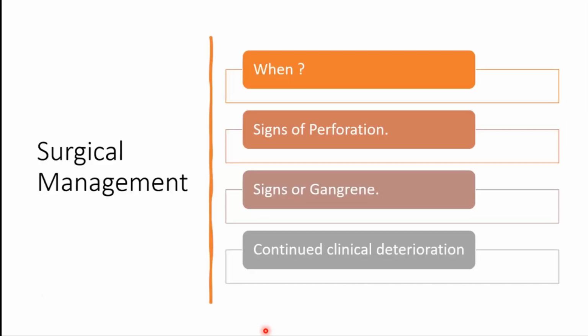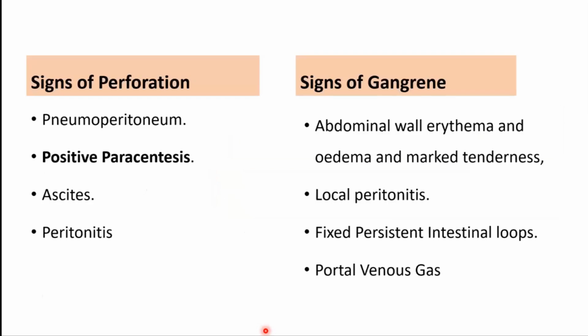Next slide, please. As I said, when do we need surgical intervention? In cases of perforation, if there are signs of gangrene, and if there is continued clinical deterioration while continuing medical management. Signs of perforation: we see pneumoperitoneum if it is there, if there is a positive paracentesis, which can be done at the bedside and is an important tool that we must not ignore. And ascites if it is there, especially echogenic or hemorrhagic ascites, and signs of peritonitis. All these indicate perforation.